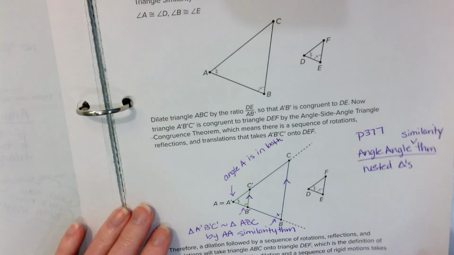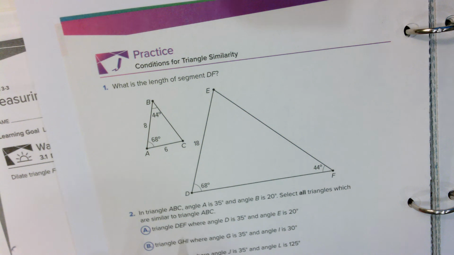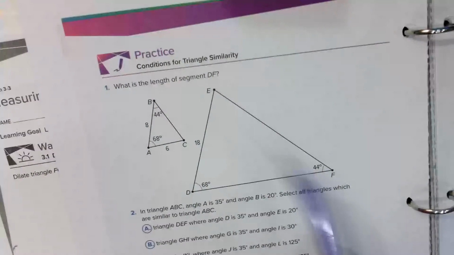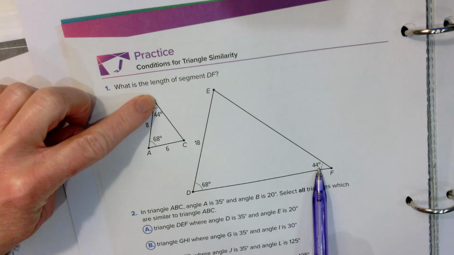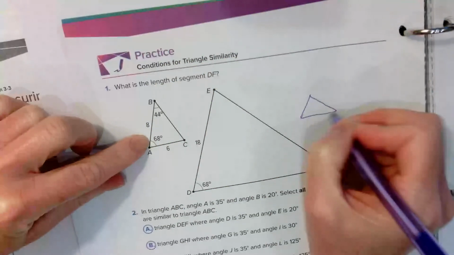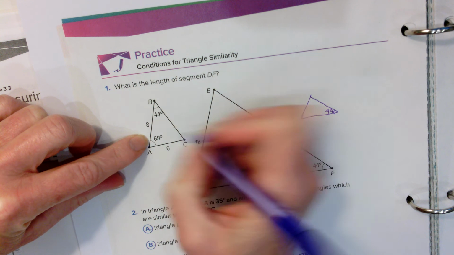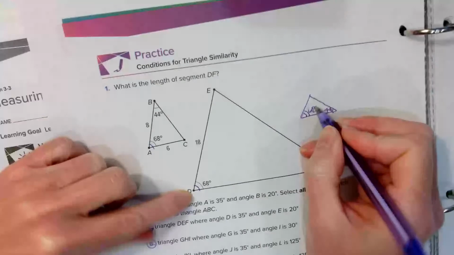Okay, so let's look at your practice problems. I'd love to look at practice number 1. Practice number 1 is confusing because the triangles aren't sitting the same way. So some students need to redraw so the two triangles match. What do I mean? There's the 44-degree angle and there's the 44-degree angle. So if I redraw this little one, putting the 44 on the bottom, and the 68 here, like it is in this one, this is the little one.